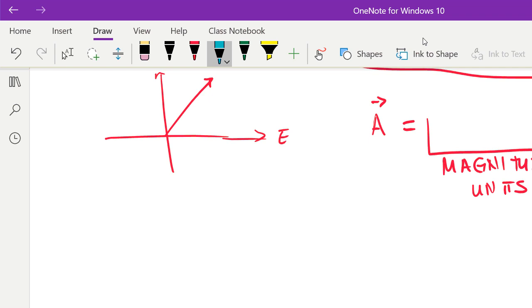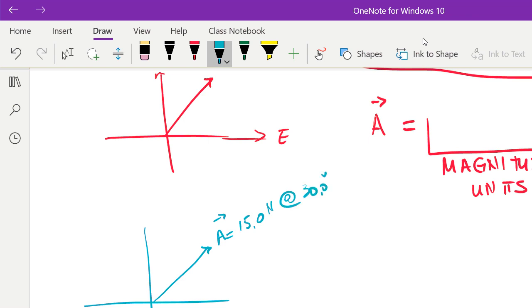So let's suppose that we have, in northeast, southwest, a vector A that has a magnitude of 15 newtons, and then we have it at 30 degrees north of east. So this is the definition, the English part of this vector.